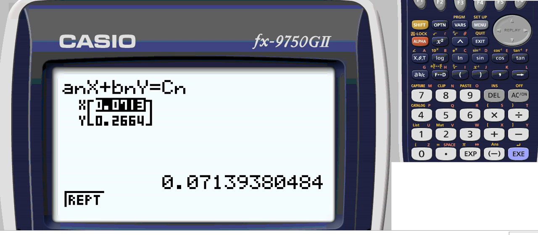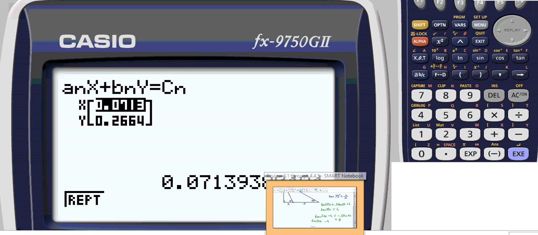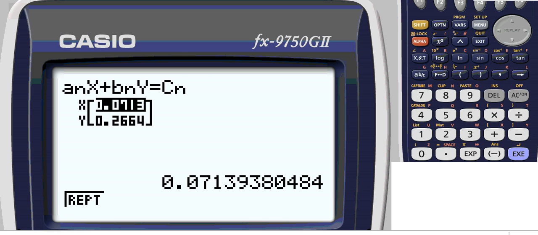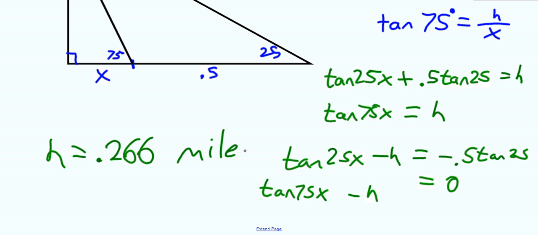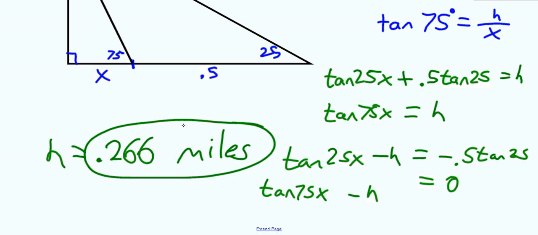We get x and h. Just remember that it was x and h. So h is 0.266. And that was miles. So it's a little bit over 1/4 of a mile.